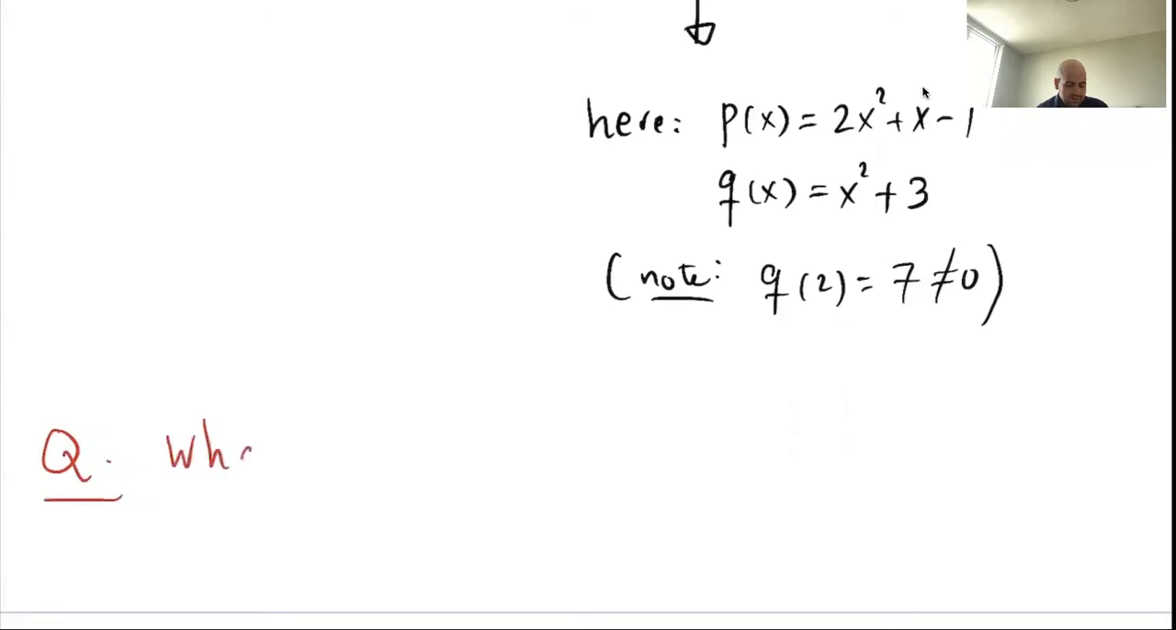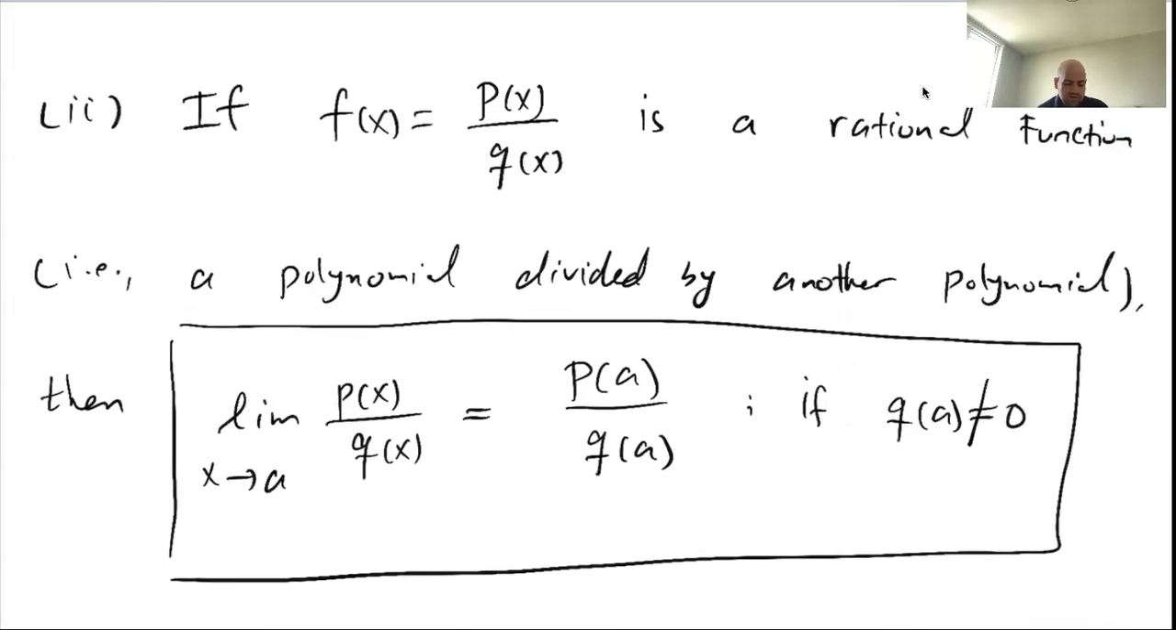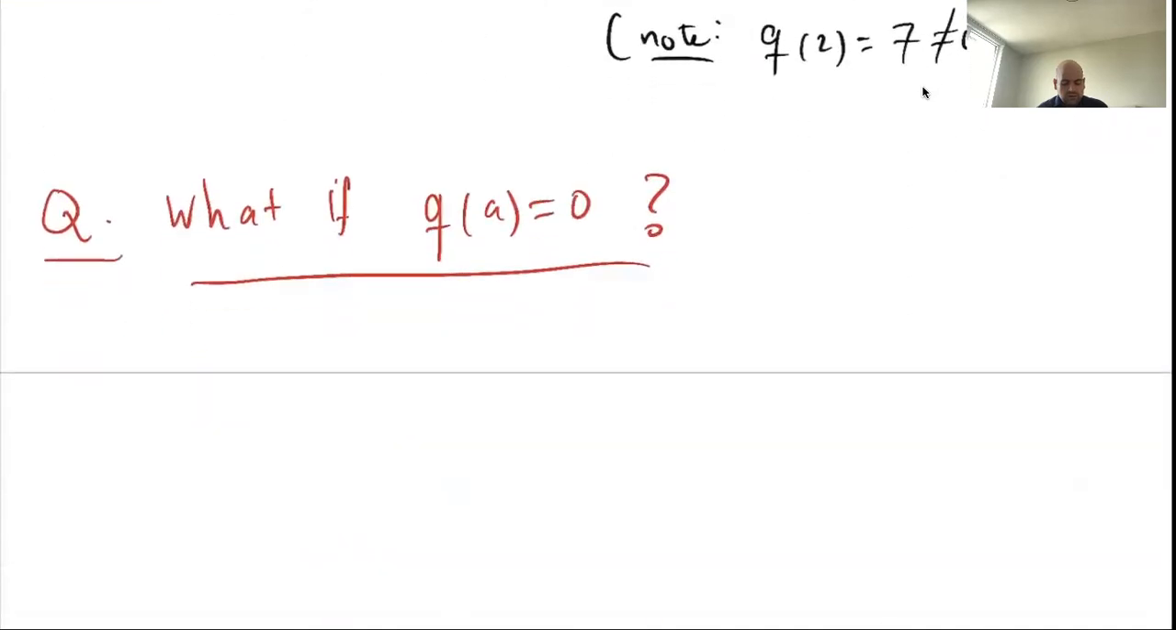Now, the important question here is, what if Q of a is 0? What should we do if Q of a is 0? If Q of a is not 0, it's very straightforward. We know how to calculate the limit. What about if Q of a is 0? What should we do?